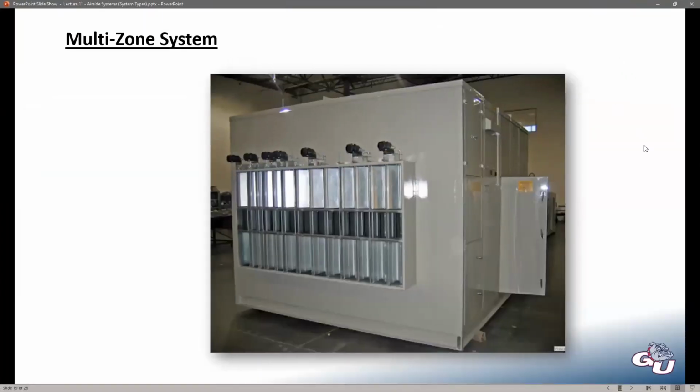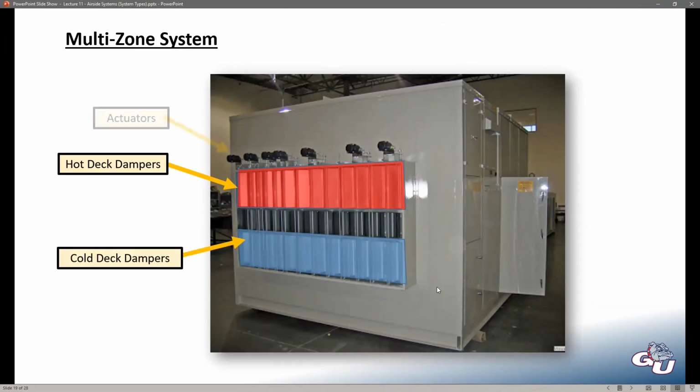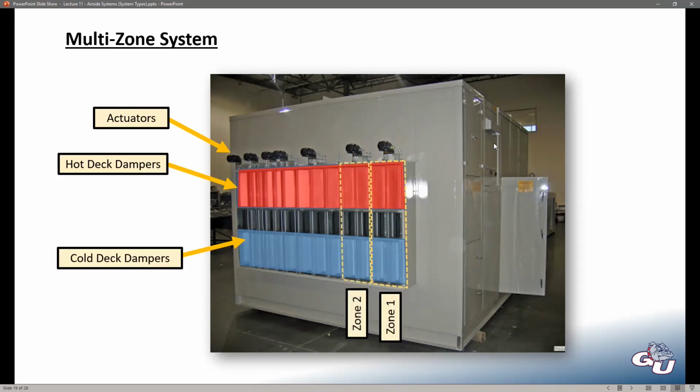So here's what a multi-zone unit would look like in real life. So we have our hot deck dampers. Behind all of these dampers would exist some sort of heating coil on the top half of this unit. Then we have our cold deck dampers on the bottom half. So our cooling coil would sit down here somewhere. And then we have all of our actuators up here on top. And those actuators control both halves of the damper in inverse proportion. And you can see based on the actuators where the zones are and how many zones they have.